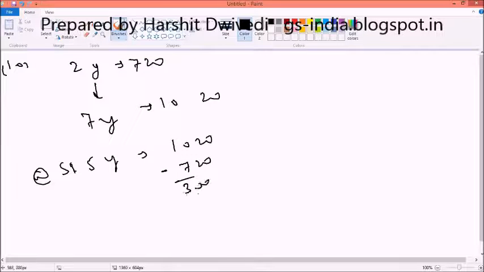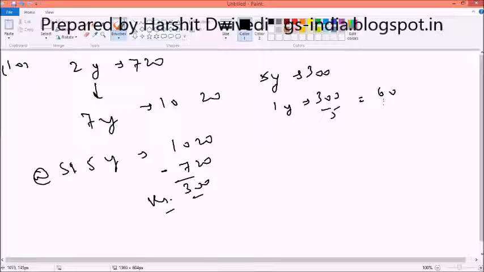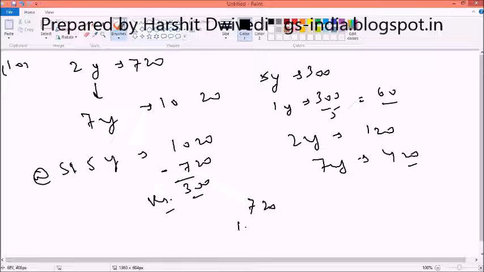So obviously the interest accumulation at the rate of simple interest for 5 years is 1020 minus 720, which comes out as 300. So for 5 years, if it is 300, for 1 year it will be 300 by 5, 60. So for 1 year it becomes 60. For 2 years it will become 120. For 7 years it will become 420.